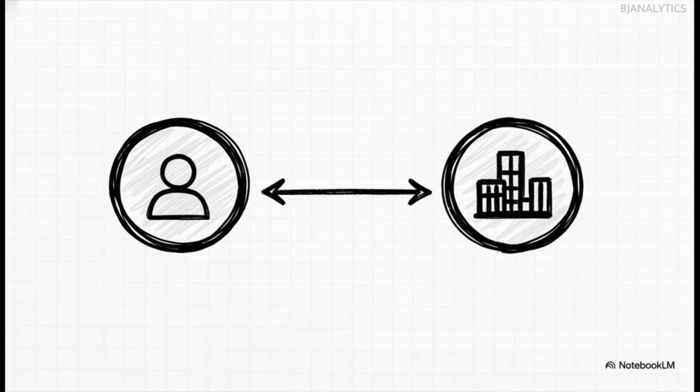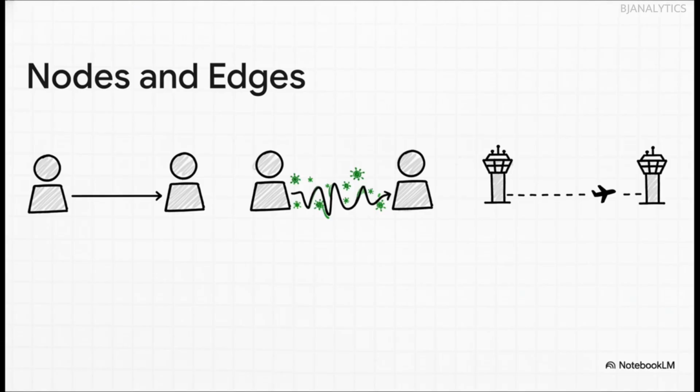Let's make this a bit more real. Okay, think about your favorite social network. You're a node. Your friend, they're another node. And that friendship between you two, that's the edge. It's the connection. Now let's apply that to disease. A node could be a person, and the edge could be something like a handshake. Or zooming out, a node could be an entire airport, and the edge is the flight path to another city. You see how that works? Super simple parts that build a really powerful map.